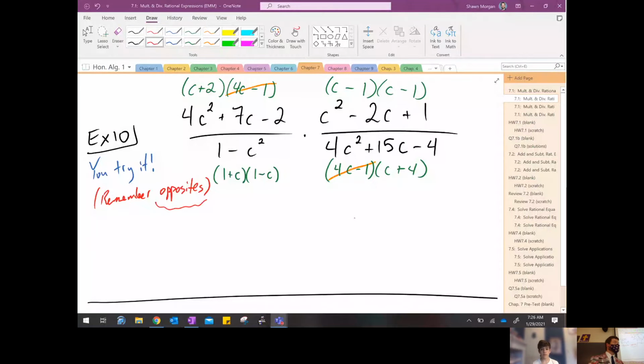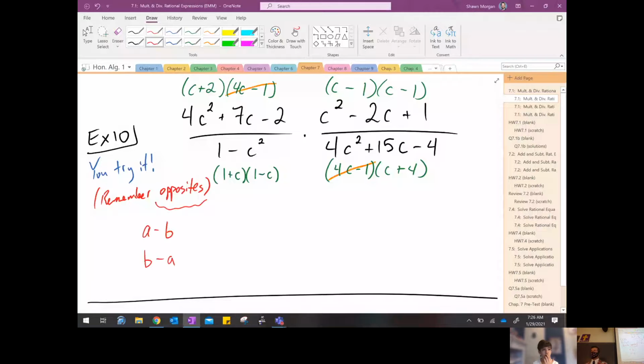Very good. You guys, 1 minus c and c minus 1 are what we call opposites. We discussed this in class, right? A, come on now, where are you at? A, there he is. Minus b and b minus a are opposites.